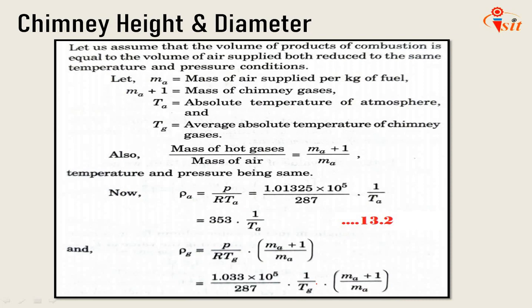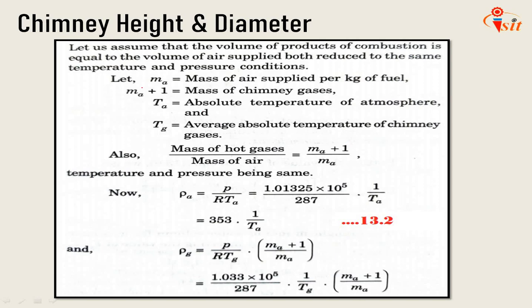So next we will calculate the chimney height and diameter so as to know how much flue gases will be released with respect to the pressure. Now let us assume that the volume of products of combustion is equal to the volume of air supplied, both reduced to the same temperature and pressure condition.